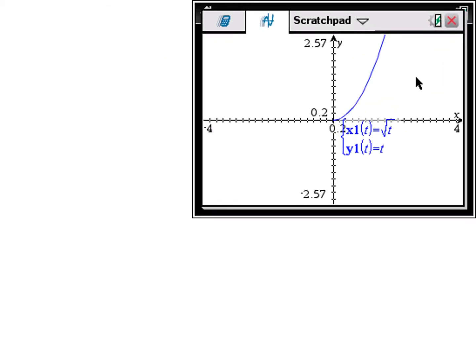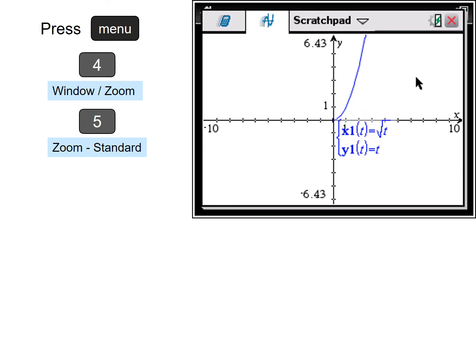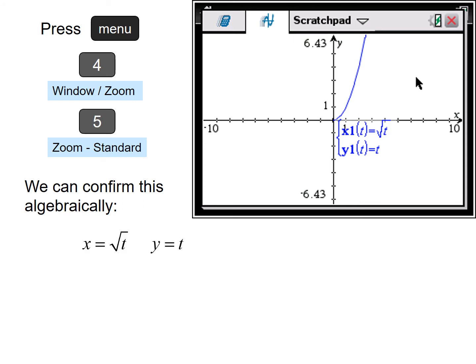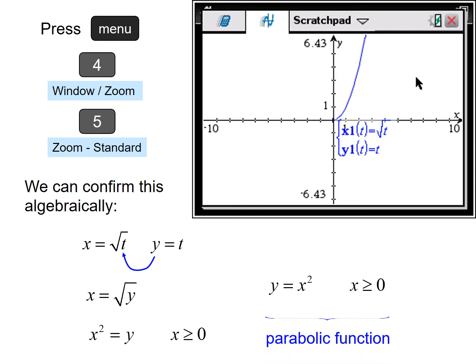All right, and here we go. There's our parametric curve. And we can change the viewing window. And we can confirm that this is what our graph should look like algebraically using substitution. Since y equals t, replace t with y, and we get x equals root y, or x squared equals y for values of x greater than or equal to 0. And that's exactly what you would expect this thing to look like.